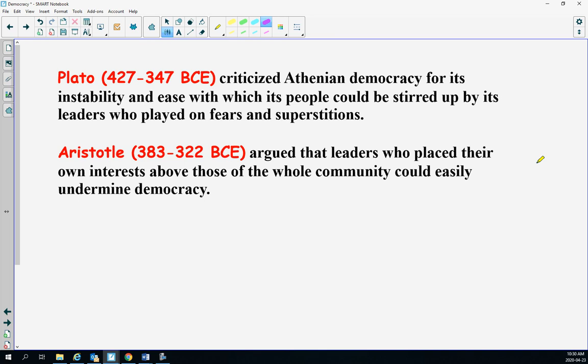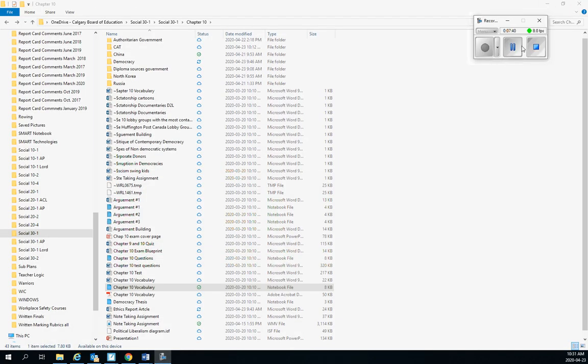So no one's saying it's perfect, but if the alternative is a dictatorship or some kind of authoritarian regime, it might be safer to go with democracy. But we'll be investigating those things.